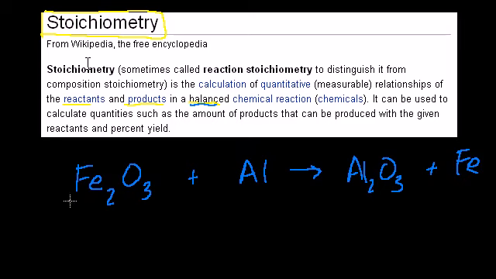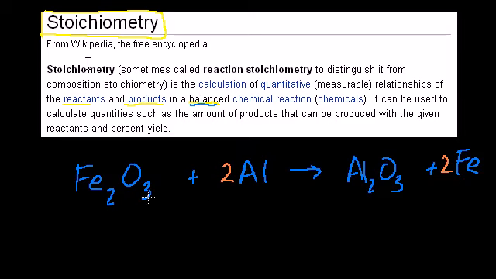We have 2 iron atoms here in this iron 3 oxide. How many iron atoms do we have on the right-hand side? We only have 1, so let's multiply this by 2 right here. Oxygen, we have 3 on this side and 3 oxygens on that side. That looks good. Aluminum, on the left-hand side, we only have 1 aluminum atom. On the right-hand side, we have 2 aluminum atoms. So we have to put a 2 here. And we have balanced this equation. So now we're ready to do some stoichiometry.